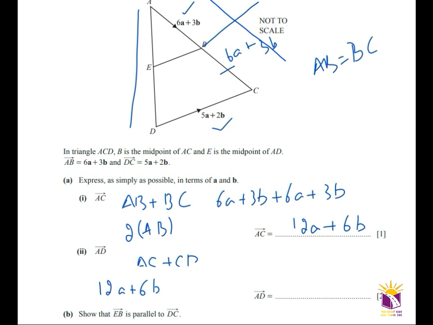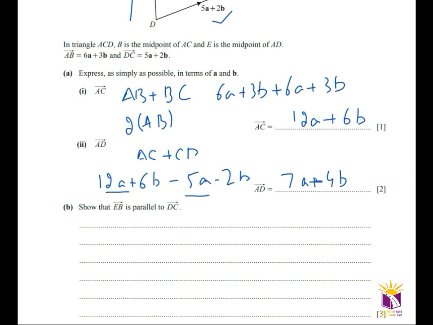DC is equal to minus CD due to their opposite direction. As the direction changes, the sign also changes. So it will be equal to 12a plus 6b minus 5a minus 2b, which is 7a plus 4b. 12a minus 5a is 7a and 6b minus 2b is 4b.